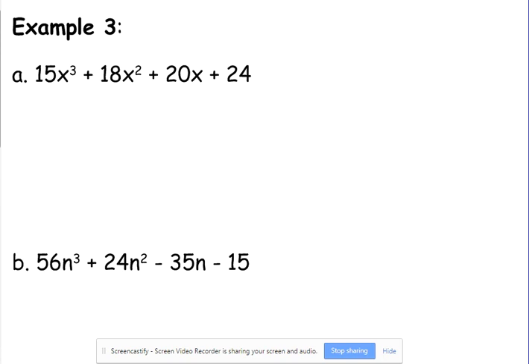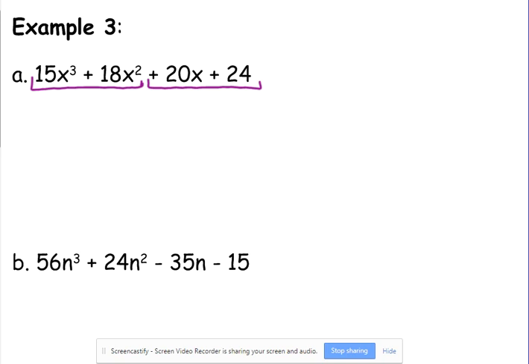All right, so let's look at this first example. Example number 3, part A, 15x cubed plus 18x squared plus 20x plus 24. We always look for a GCF in general, but throughout this entire problem, there's no GCF, okay? 3 out of the 4 terms have an x, but all of them have to have an x. 15, 18, 20, and 24 don't have a common factor. So it has 4 terms, the highest exponent is cubed, so that means we can probably factor it by grouping. So we're going to pair the first 2 terms together, and the last 2 terms together.